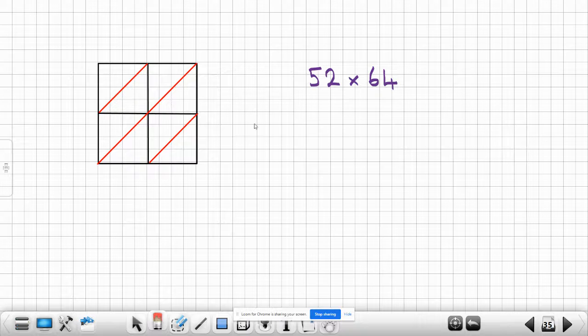Okay, so our next sum is 52 times 64. So I'm going to put a 5 above my first column and 2 above the second. And then down the side, I'm going to use my second number. So I'm going to put a 6 there and a 4 there. And now I'm ready to go.